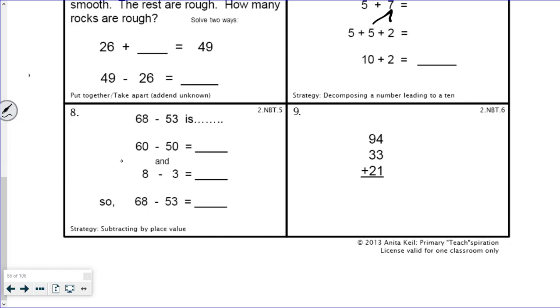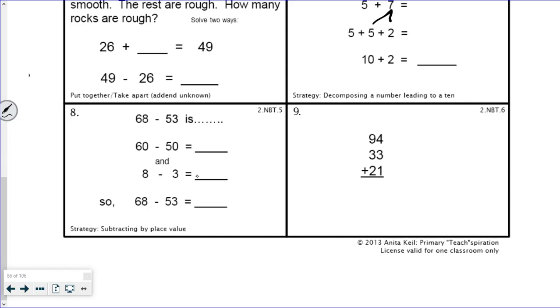Okay, so let's see. Number 8, strategy, subtracting by place value. So we have 68, we're going to take away 53. So we've done adding by place value. I think this is our first time subtracting by place value. So we have 60, right? 6 tens. We have to take away these 5 tens. So 60 minus 50. Then we do the ones, 8 minus 3. That's why this is here.